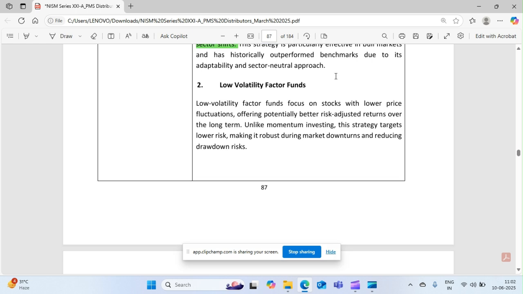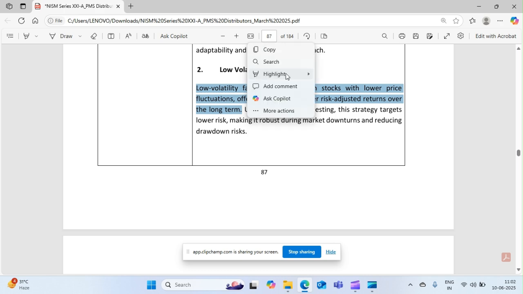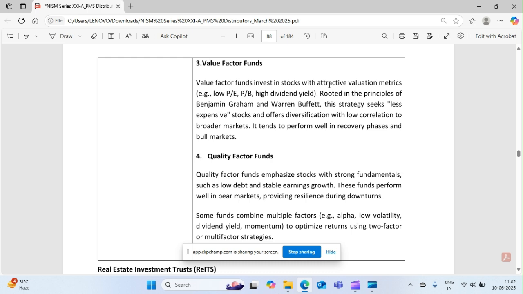You have low volatility factor funds. As the name suggests, low volatility factor fund focus on stocks with lower price fluctuation, offering potentially better risk adjusted return over time. So here you are not focusing on a very high volatile stock. You are actually focusing on a lower volatility stock. Then you have value funds, which will use various tools such as price to earning, price to book value, high dividend yield. Okay, and they actually are driven by investment philosophies which have been followed by the greats like Benjamin Graham and Warren Buffett, right?